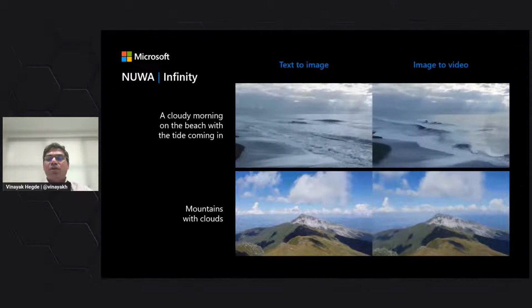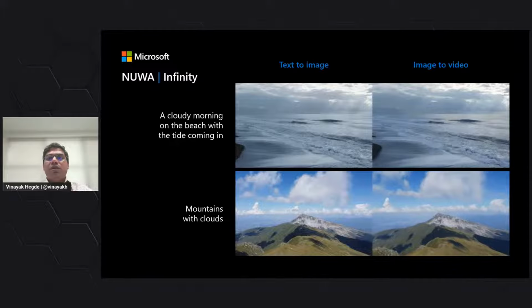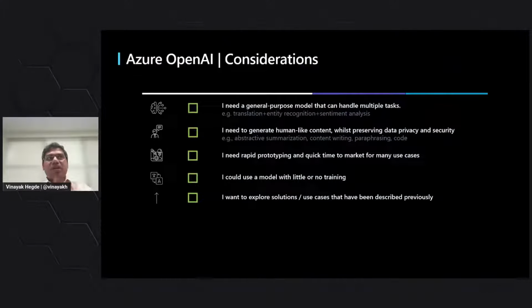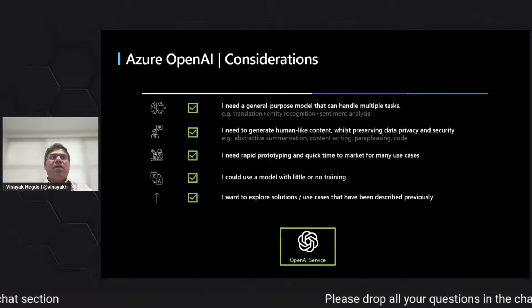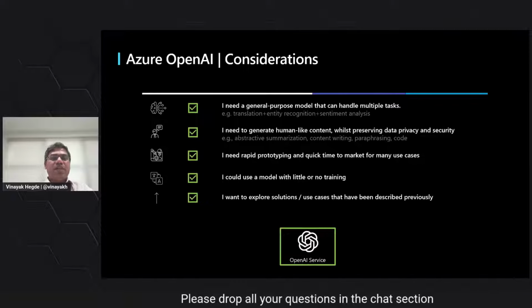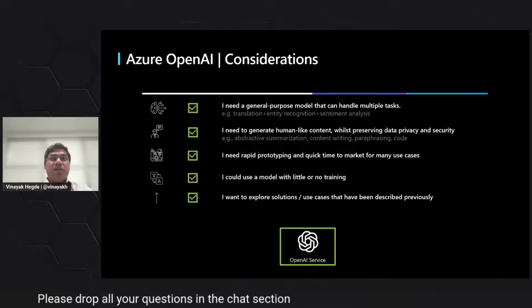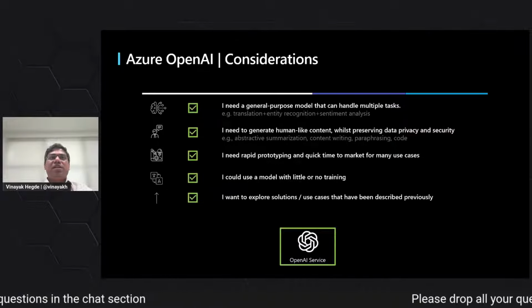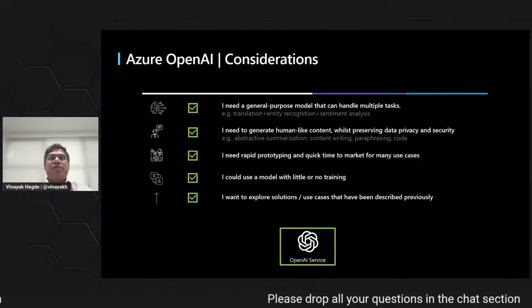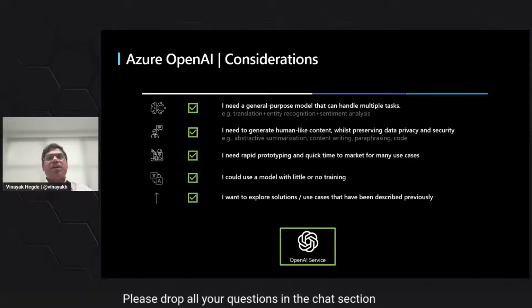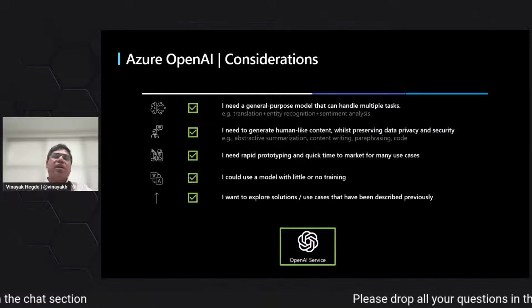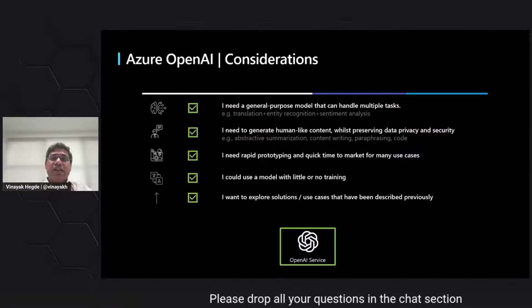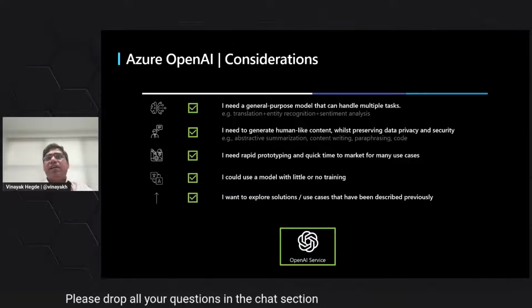So now we've seen some demos. Let's move on to the Azure OpenAI considerations. When to use Azure OpenAI? I think this is a good checklist. You need a general purpose model that can handle multiple tasks. You need to generate human-like content while preserving data privacy and security. Examples could be abstractive summarization, content writing, paraphrasing, code. You need rapid prototyping and quick time to market, especially useful for startups, because earlier you had to build a model, first get the training data, validate the data. Once you validate the data, choose the algorithms.